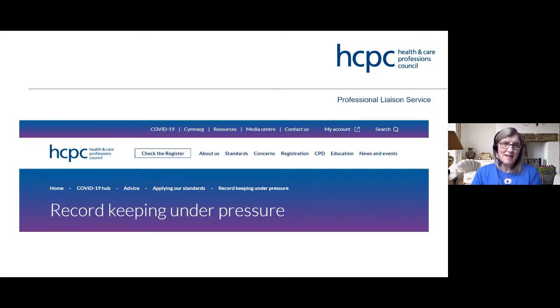So let's have a look at what we've said recently about record keeping under pressure, because we've all been dealing with the pandemic for the last 13 or 14 months now. And the HCPC has written some information for you as registrants on some specific issues, because we know that you had concerns during the pandemic.